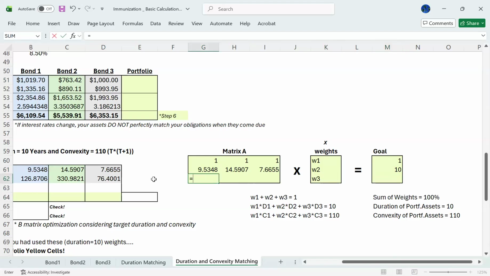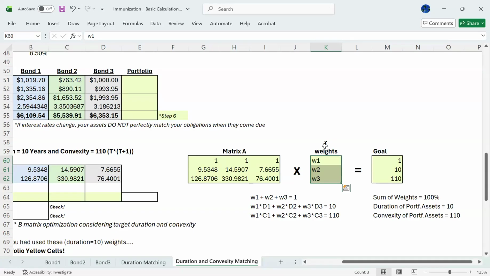And finally, we have the convexity. So 126, 330, 76.4 times this one times weight 1, this one times weight 2, this one times weight 3 has to equal 110, which is my goal. So I know the goal, and I know the values that I should use here, the durations and the convexity. It's just that I don't know the weights that make this system of equations hold.